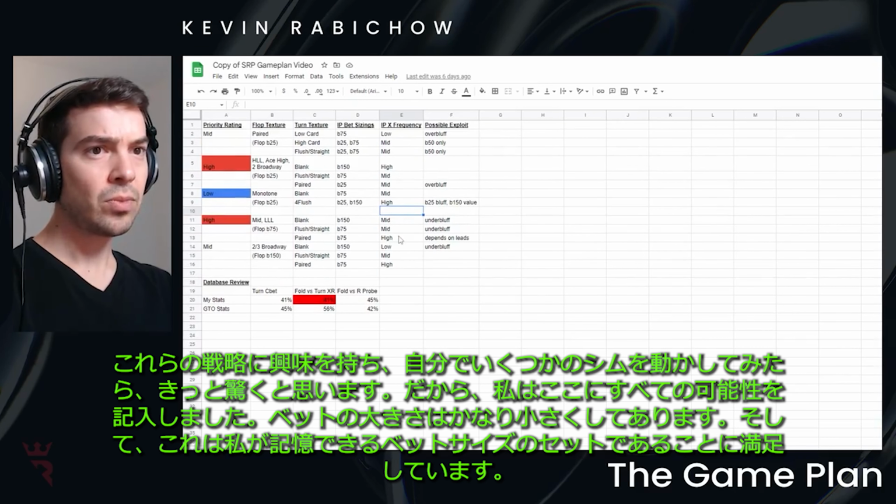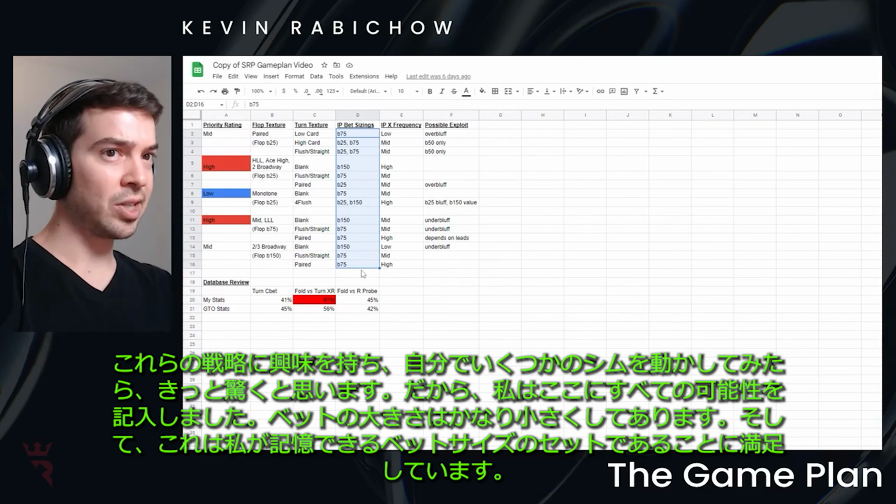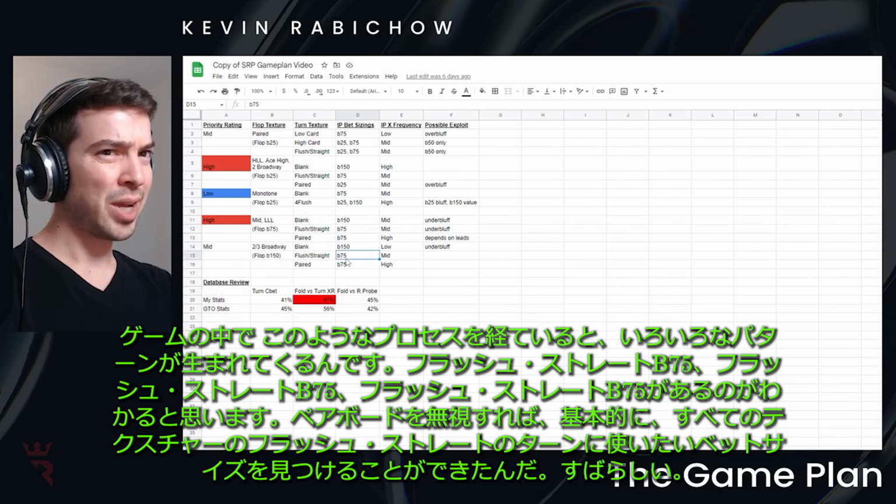So I filled in all of the possibilities here. I kept the bet sizings pretty trimmed down, and I feel good that this is a set of bet sizes that I can remember in game. There's a lot of patterns that develop when you go through this process.